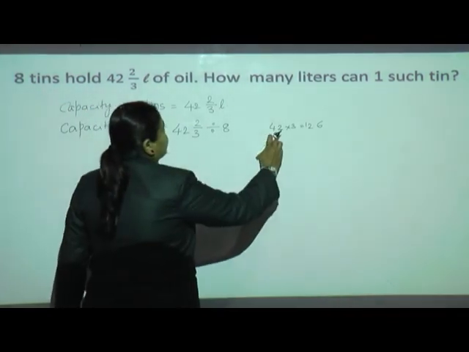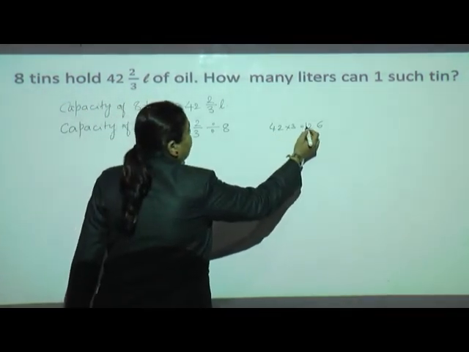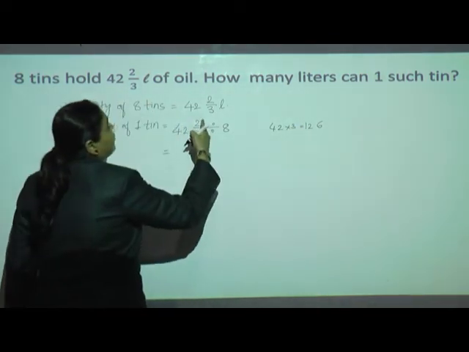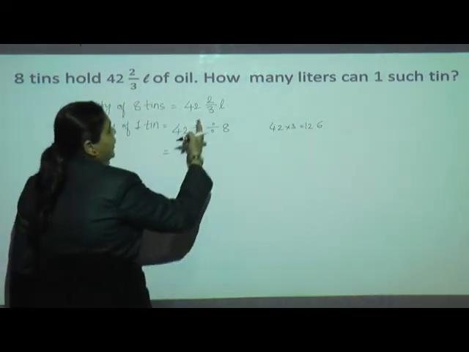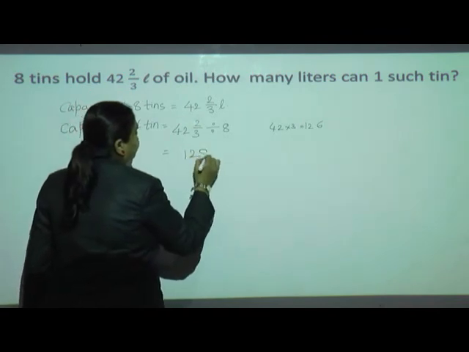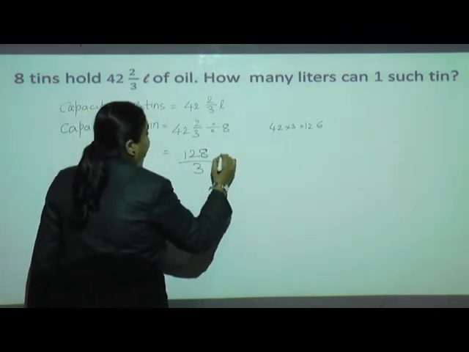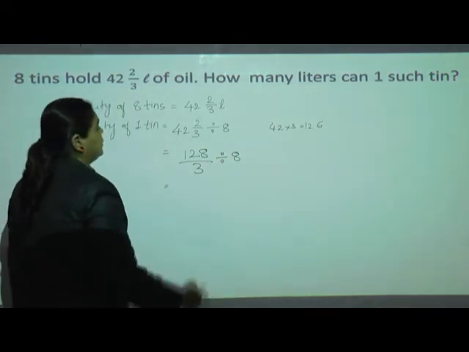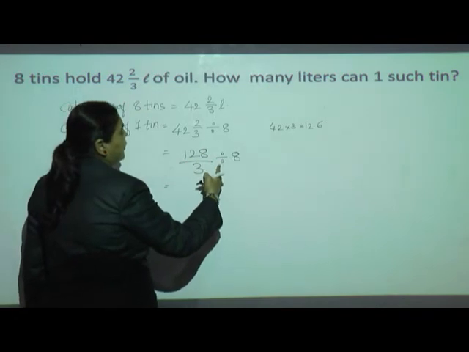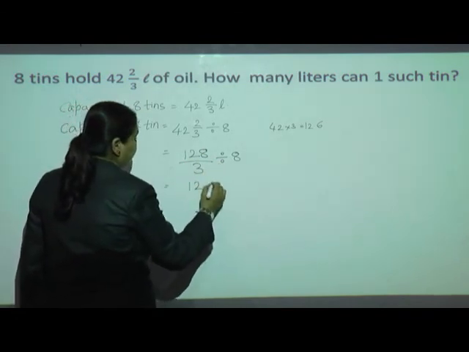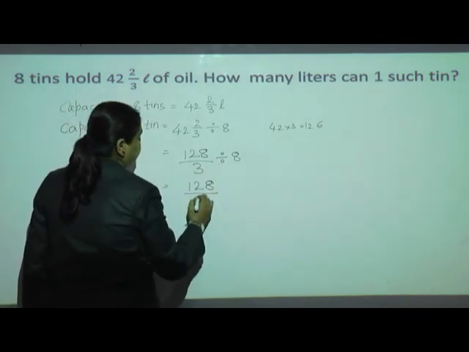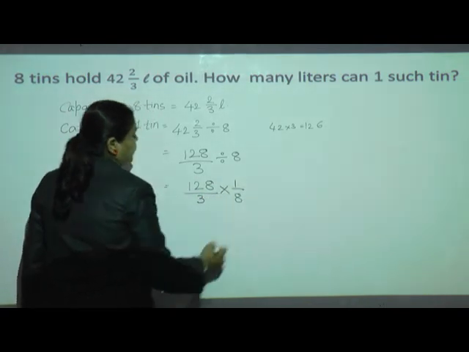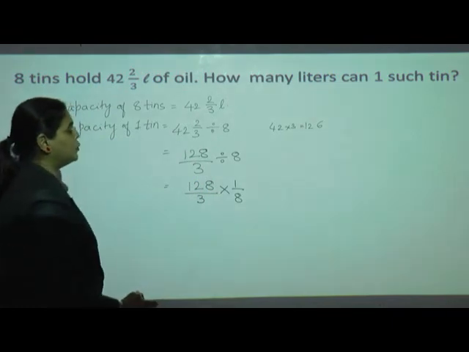Now we do the multiplication: 42 multiplied by 3, 3 twos are 6 and 4 threes are 12, that is 126, plus 2 which is in the numerator, so that will be 128/3 divided by 8. Now you know it is a division, so we have to take the reciprocal and go for the multiplication sign. Here it is 128/3 multiplied by 1/8. Now use the divisibility rule to reduce this.